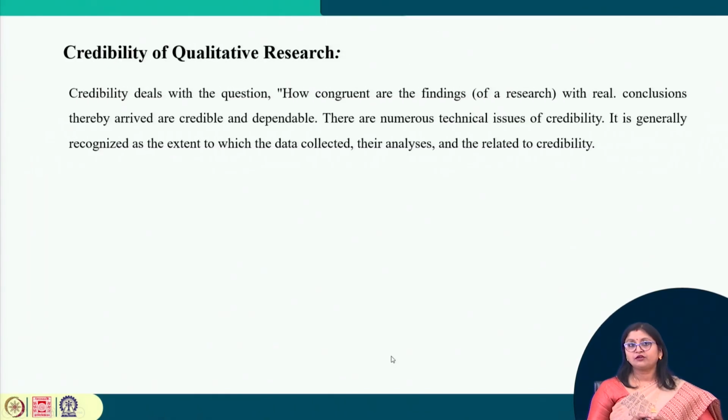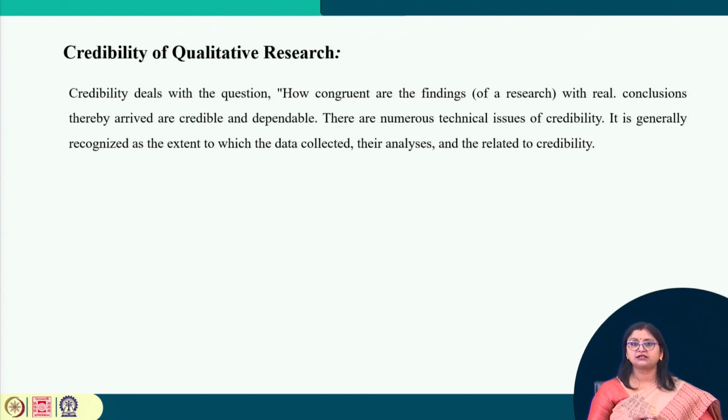Now, the credibility of qualitative research. Definitely there is a question on the credibility. How will credibility be established? So, credibility deals with the question: how congruent are the findings of a research with reality? Are the conclusions thereby arrived at credible and dependable?